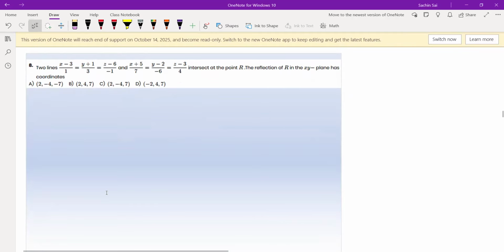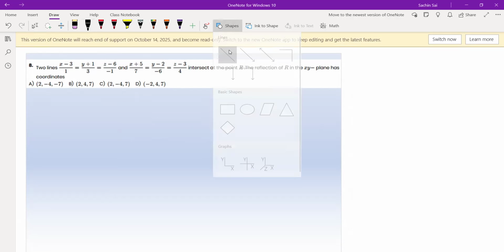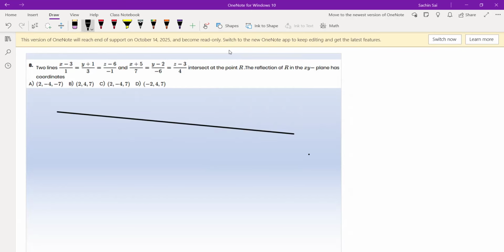Question 8: two lines intersect at a point R. So this is also something that is commonly used in competitive exams from 3D geometry. If two lines intersect, sometimes we are interested in finding their point of intersection, right? So for that purpose, you just have to follow what we did in one of the previous questions, which is, see, the point of intersection has to be a point on the first line and also a point on the second, which means it can be written in terms of a general point on the first line and also in terms of a general point on the second line.